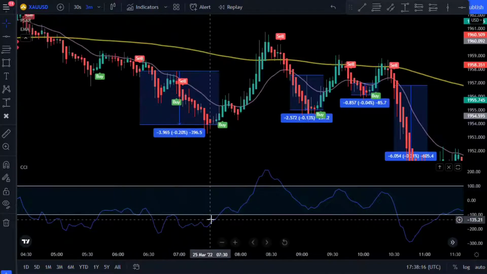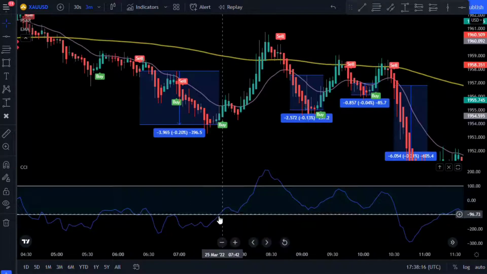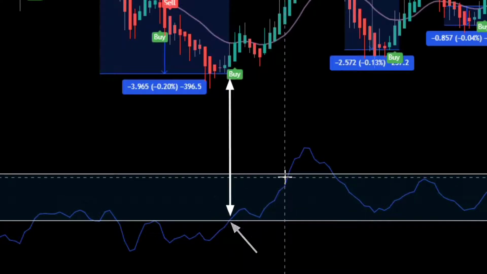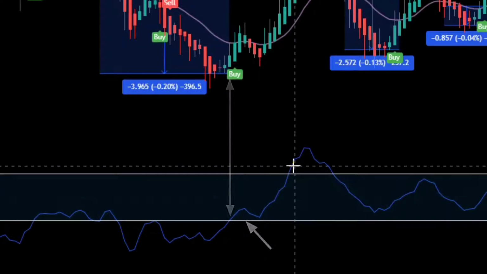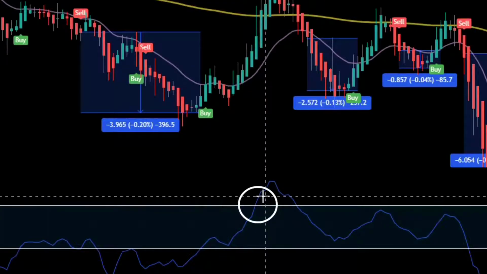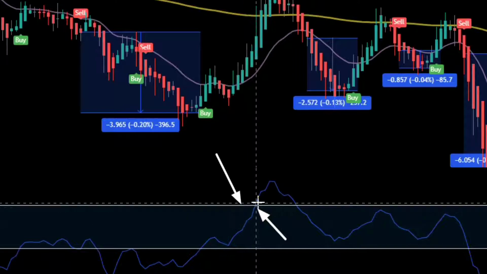Let's also teach how to get the buy signal by CCI. Here, too, whenever the blue CCI line crosses the white horizontal line upwards, it issues a buy signal. Crossing the upper horizontal line upwards also issues the second type of buy signal.